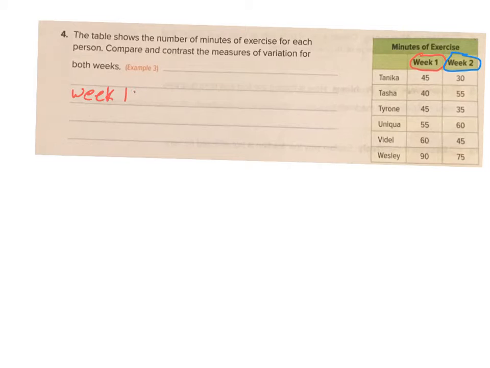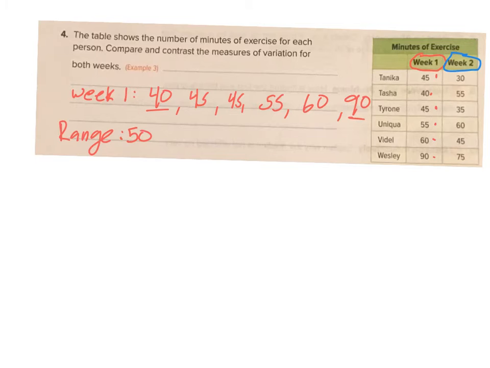Week 1. What's the smallest number? Let's see, it looks like 40 is. And then we got 45 and 45. 45 and 45. Then we have 55. Then we have 60. Then we have 90. Okay, there's my data set. So I want to get the range of the whole data set. You take your 90 minus your 40, and that gets me a range of 50.